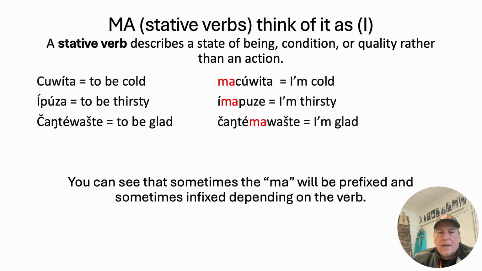Chante mawashte, it's infixed, and that means I'm glad or I'm happy, however you want to think of it. Same thing with ma: sometimes it might be prefixed or infixed, you never know. Just as you learn the verb, learn where it goes. So the ma in this case, in stative verbs, think of it as meaning I.